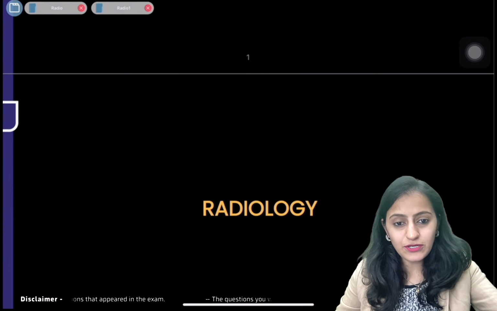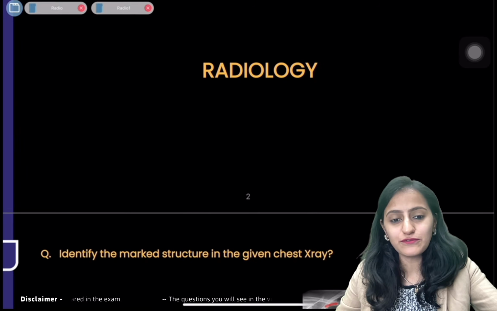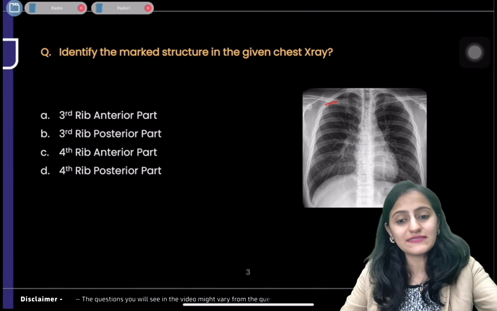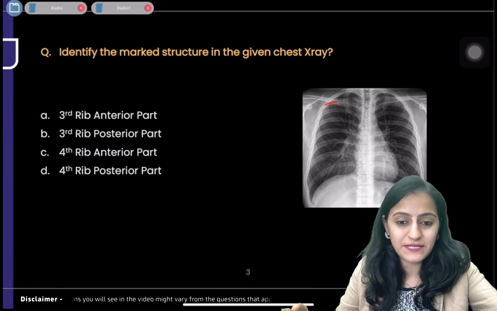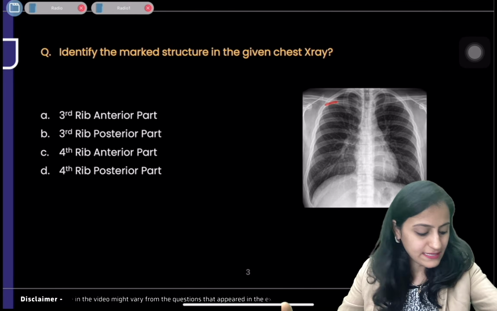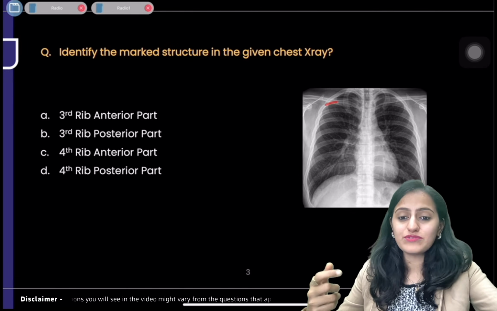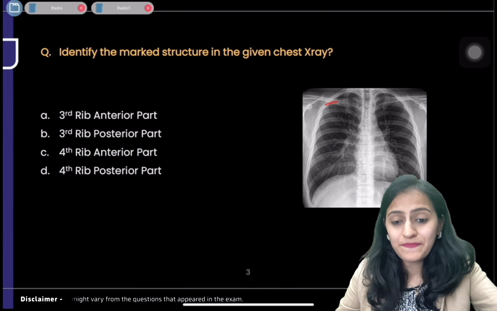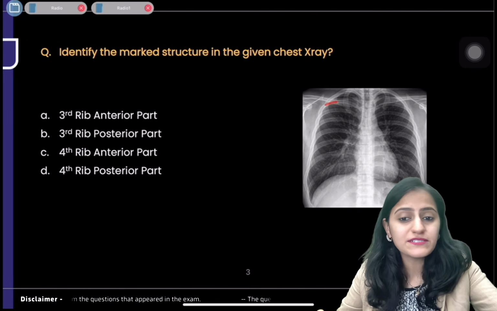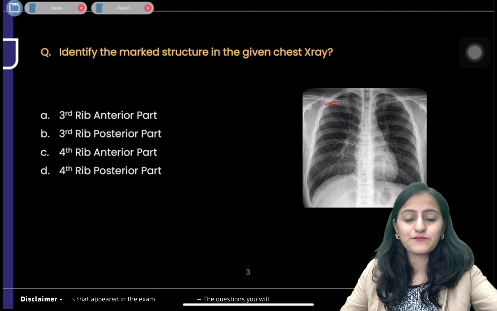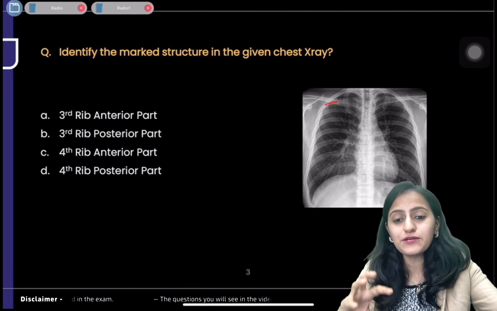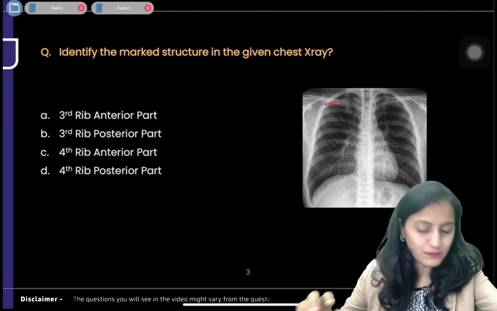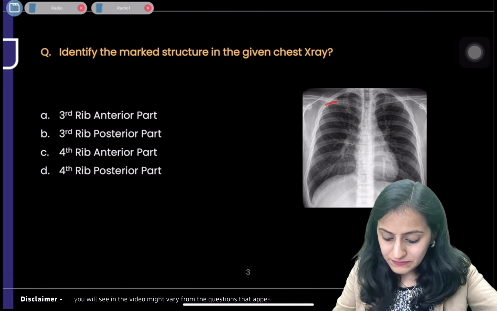All right. Starting with the discussion of the questions here. First question: identify the marked structure in the given chest X-ray. We have always seen that in the FMG exam, at least one radio anatomy question is asked, whether chest X-ray, pelvis X-ray, or musculoskeletal X-ray. That has been asked very frequently. So radiology and anatomy integrated is a very important topic that we should master.